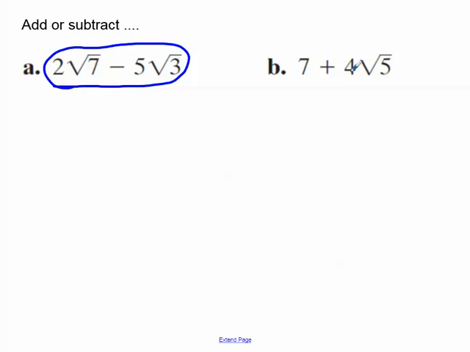And the same thing goes over here. 7 cannot be simplified. Square root of 5 cannot be simplified. So we're pretty much done, and there's pretty much our answer. Sometimes we can't simplify anything more, and we just have to leave things as is.